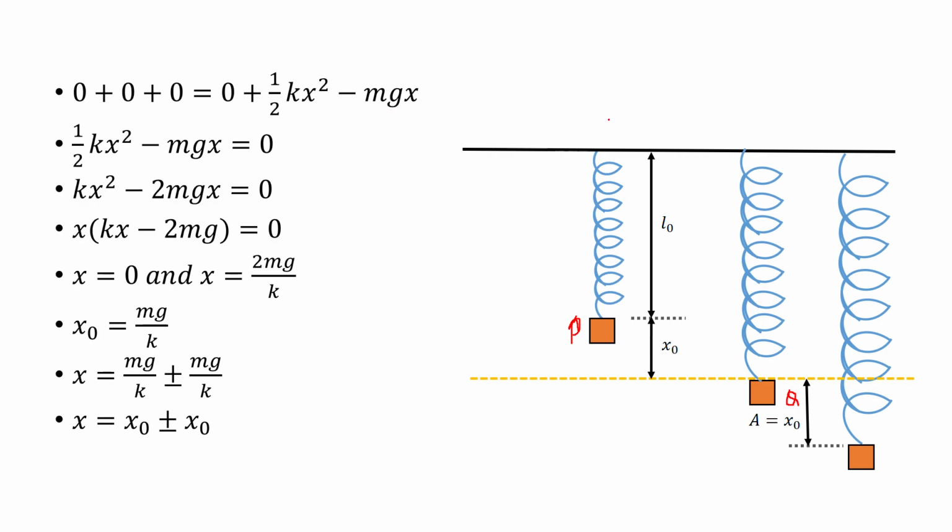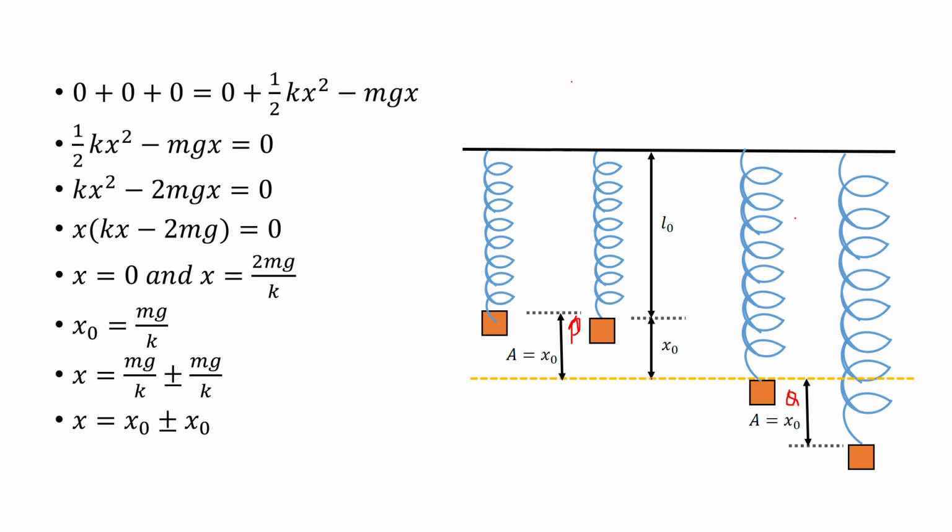At one extreme, and this is our other extreme position. Now one thing to be noticed is that when the block is released from rest, it is not going to move any further from its natural length. It will remain there at its natural length. So it will not move any further upward when it is released from its natural position.